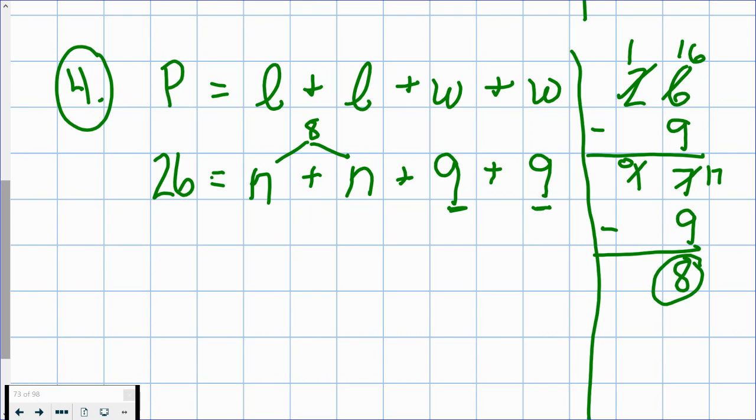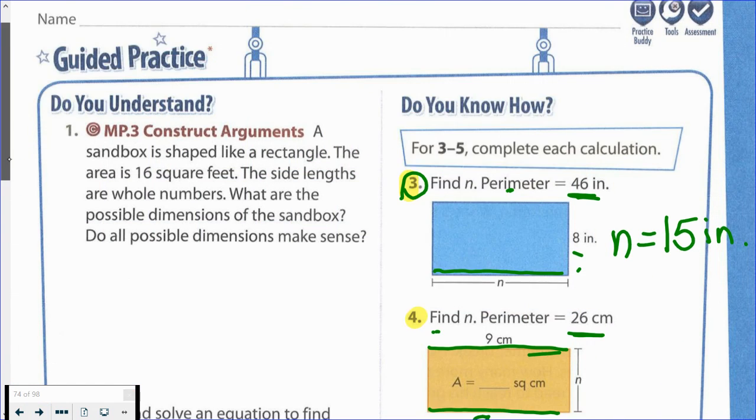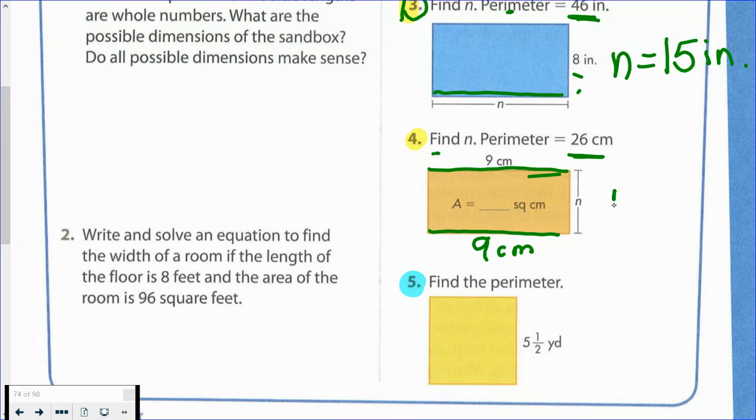So we have to figure out, how do you take 8 and split it evenly? What is half of 8? You could on a calculator just do 8 divided by 2. Or if you know your multiplication facts, you know half of 8 is 4. So this side is 4 centimeters and this side is 4 centimeters, which also means we found n. Come back to number 4 in your math book. We know n is equal to 4 centimeters.